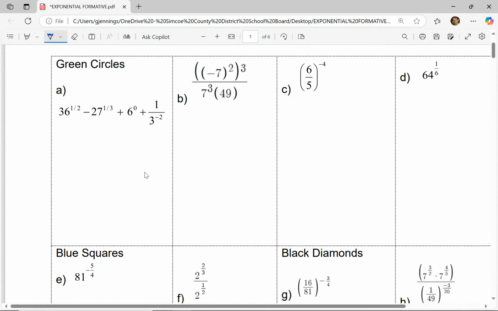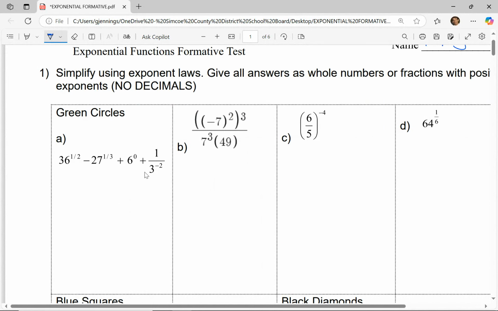Here we've been asked to use exponent laws to simplify the following, and then give answers as whole numbers or fractions with positive exponents, and no decimals are allowed.